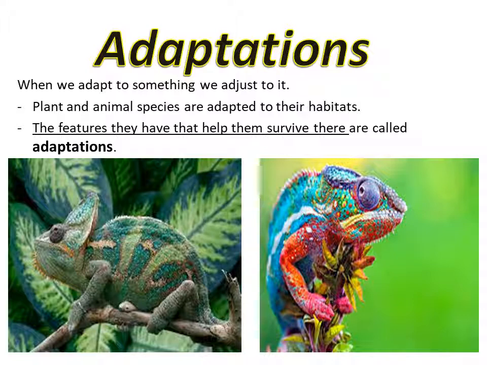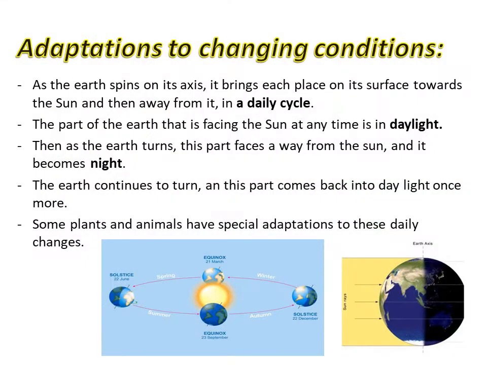Also, grade 7, plant and animal species are adapted to their habitats. The features they have that help them survive are called adaptations. So, let's start with adaptations to changing conditions.